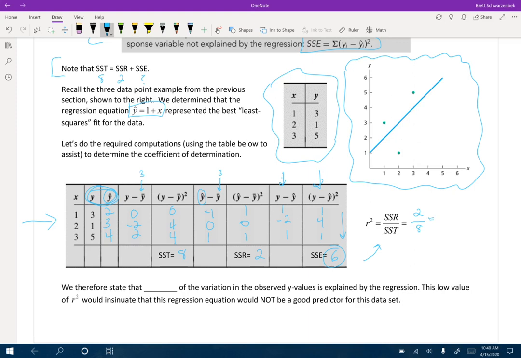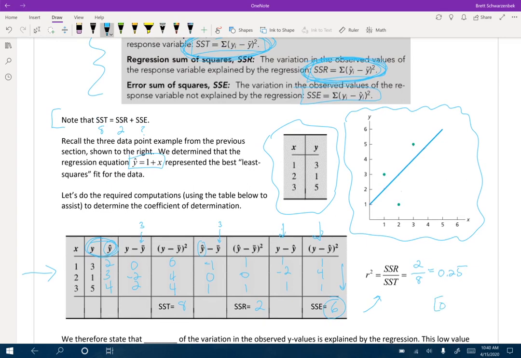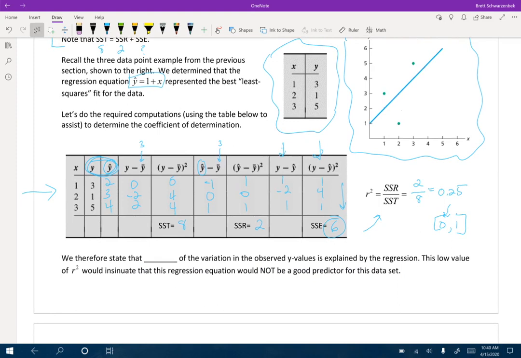So r squared looks like it's going to be 1/4, which is 0.25. So our value of r squared is 0.25. Remember, the scale of r squared is from 0 to 1. So 0.25 is a little bit closer to 0 than 1. That means not so good things for our regression line.